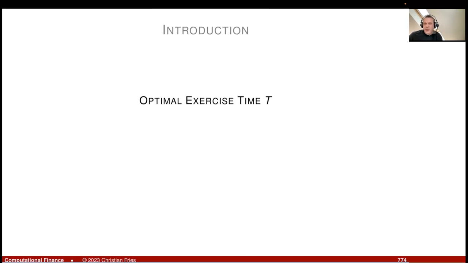There is another important quantity which I would like to introduce, and this is the first step, writing the Bermudan valuation in a different form. Well, with this quantity here, the optimal exercise time, I can write the value of the Bermudan as a single unconditional expectation. Okay, maybe you think, that's nice, because unconditional expectation in Monte Carlo is easy. Just sample and take the expectation and you are done.